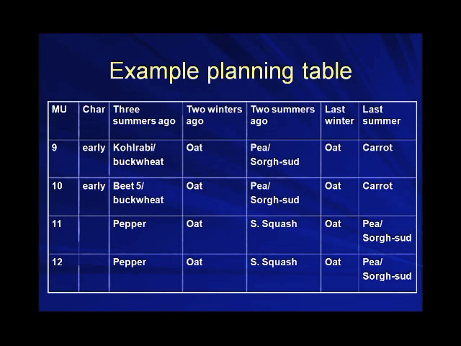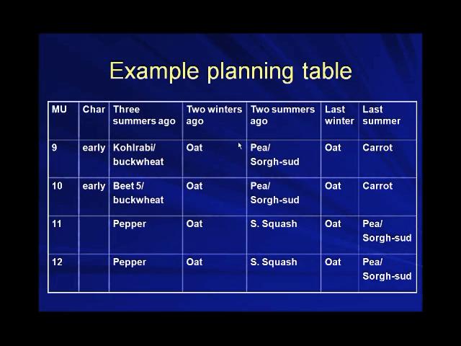And this shows an example. Here's management unit number 9, and it has a characteristic of being able to plant early crops on it because it maybe has a south slope, or it's sandy and well drained, or something that warms up quicker. And then here are the crops that were grown during the last 3 years, and the cover crops that were grown in between.